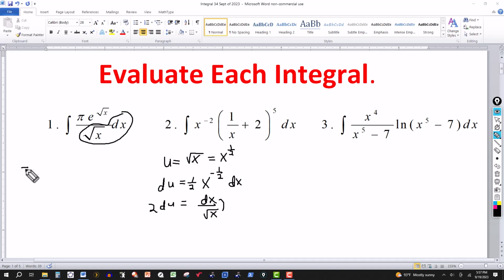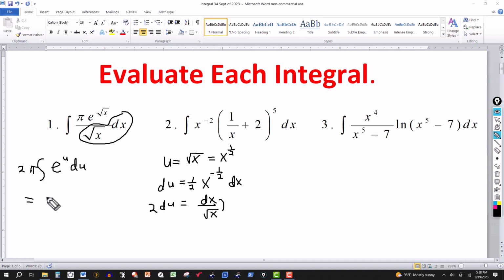So let's convert this to an integral involving u. The pi we can bring out here, it's a constant. And then we have e to the square root of x, which is u. And like I said, this dx over square root of x is your 2 du. And again, we can bring the 2 out here. There we have it, 2 pi, a constant out here.